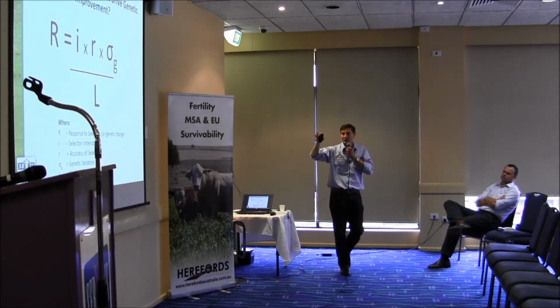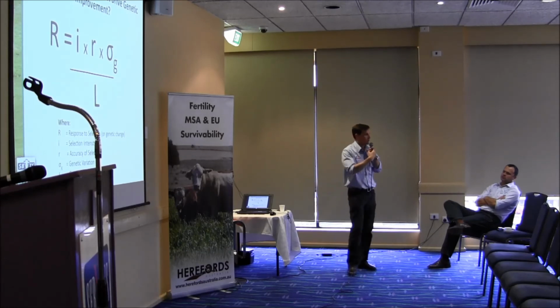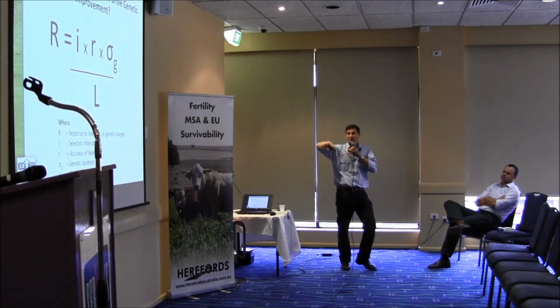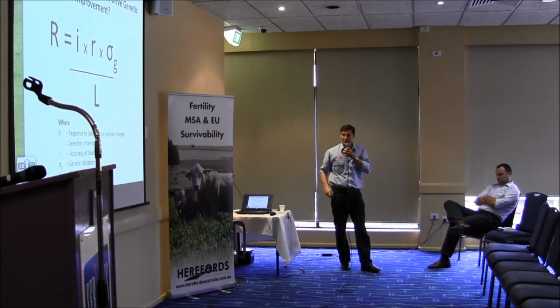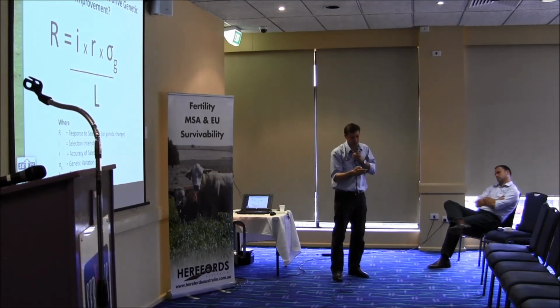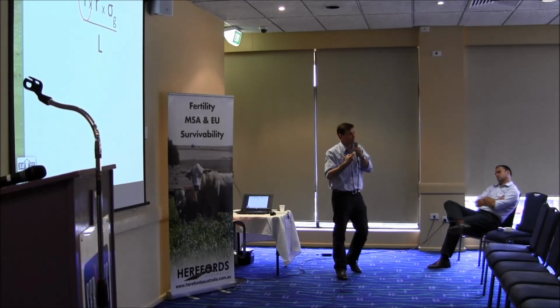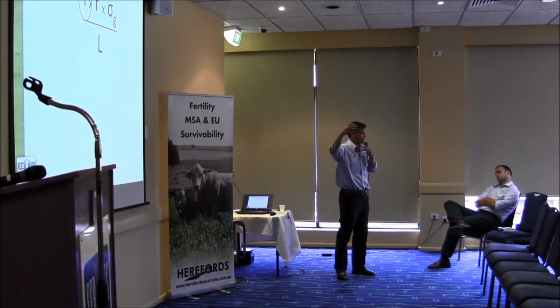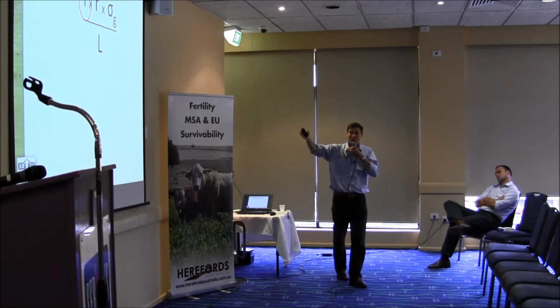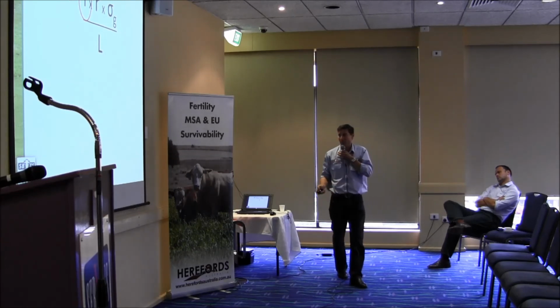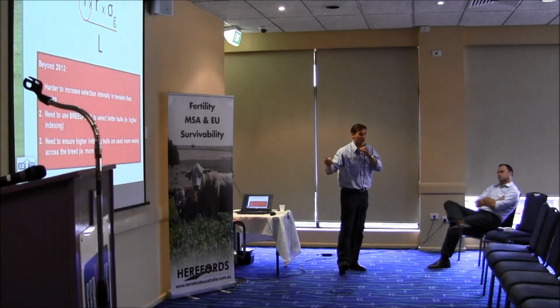And I'll delve into each of those in a little more detail, just to say, well, what can you do within each of those parts of the formula to actually improve the rate of genetic improvement that you're making. So the first thing is our selection intensity. Obviously, the higher the selection intensity we have available to us, the more genetic improvement we will make. What does that mean in real terms?